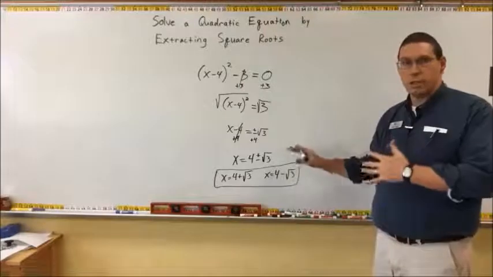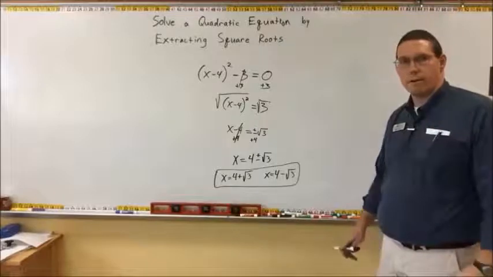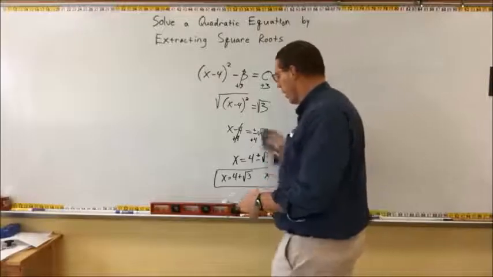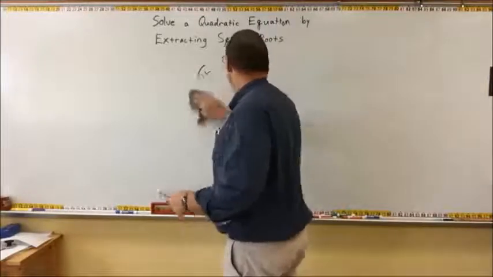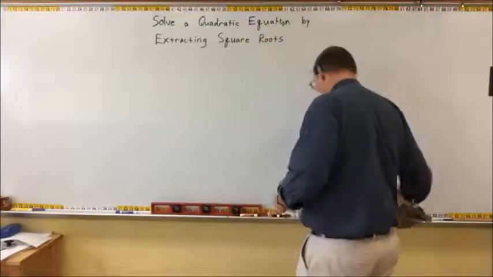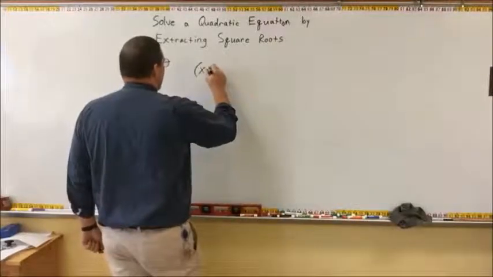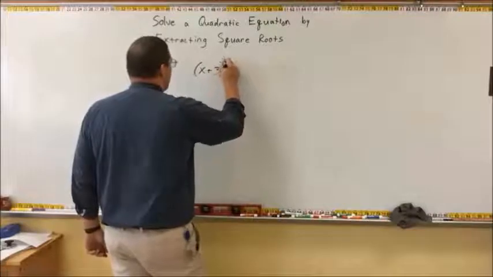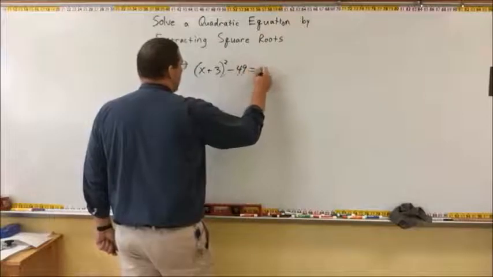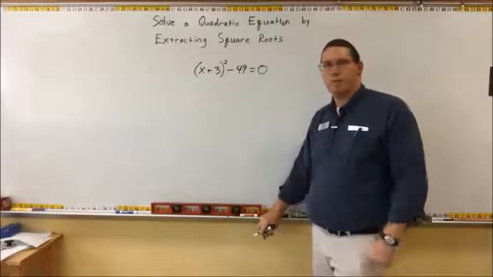Now, I'm going to put another one just like this up on the board, and I want you to try and figure it out on your own, okay? And then you may want to look back at this example to try and figure out how to do that one. Let's say that we had, and I want to add a little bit of a trick to it. Let's say that we have x plus 3 squared minus 49 is equal to 0. Okay? All right, go ahead and pause the video and see if you can figure this one out.